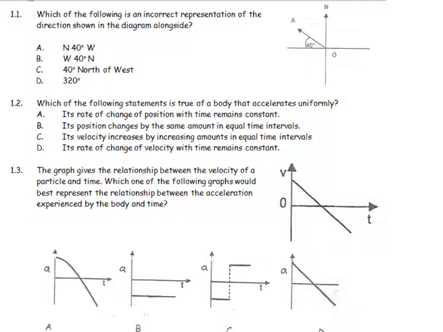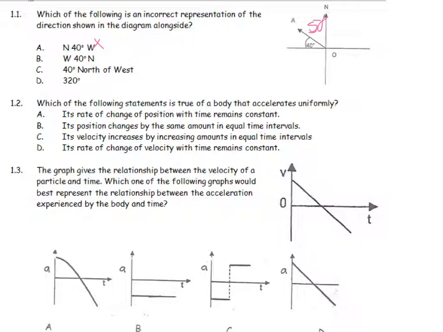Which of the following is an incorrect representation of the shown diagram alongside? So if we start at north, do we go 40 degrees towards the west? No, we do not. We go 50 degrees towards the west, and therefore that is incorrect. Let's see what else we've got going over here.